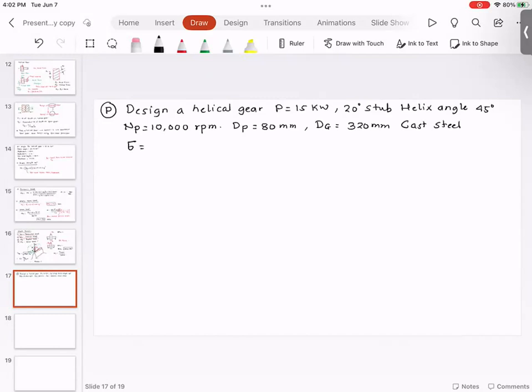Sigma value is 100 Newton per millimeter square. We have to find out the value of b. We have to find out the value of module, and we have to check the gear for wear. So first, power is equal to 2 pi N T divided by 60.